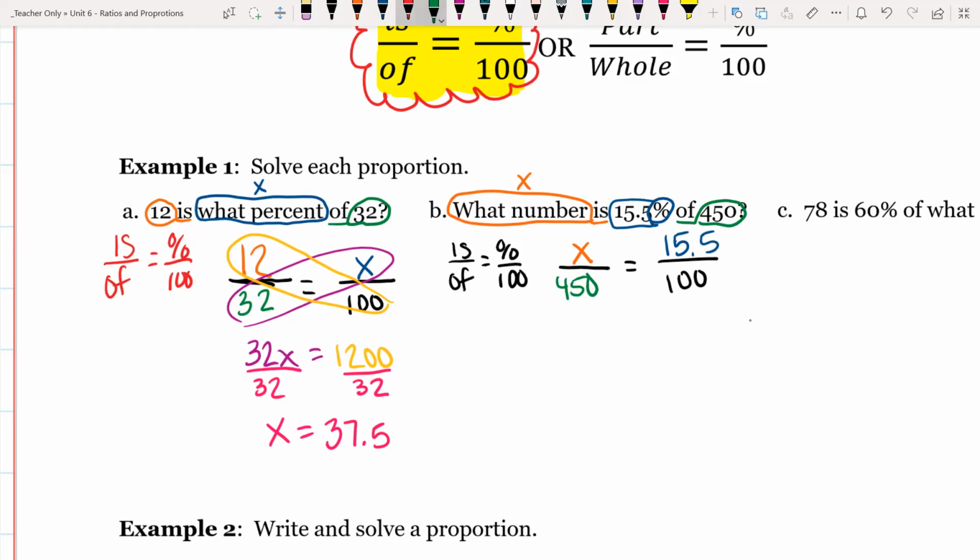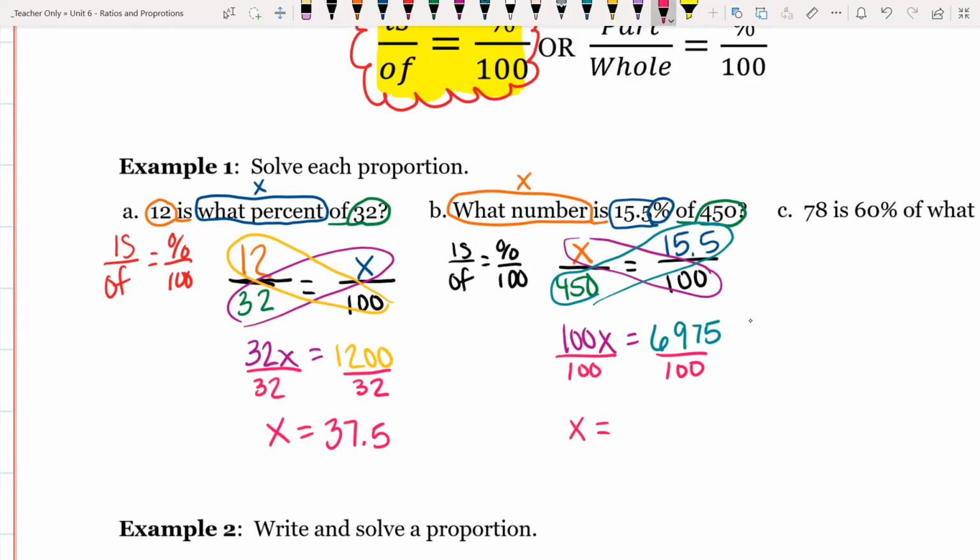So now we cross multiply. We do 100 times x, which is going to be 100x. And then you do 450 times 15.5, which is 6,975. And then we divide both sides by 100. Divide by 100, and you're going to get x is equal to 69.75.